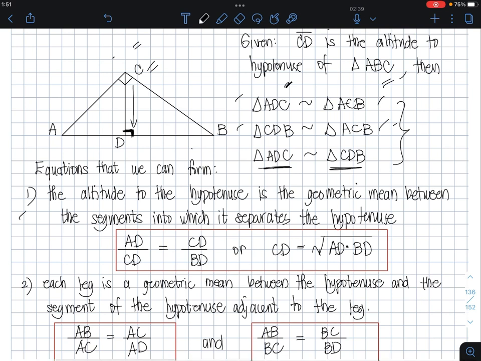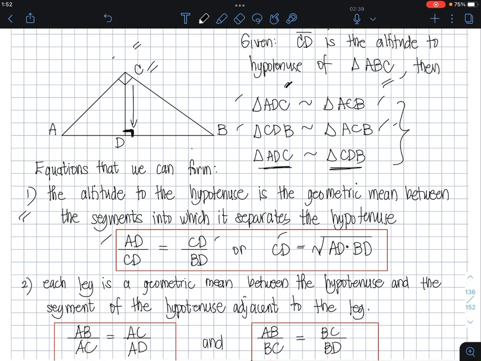So sabi, yung una, the altitude to the hypotenuse is the geometric mean between the segments into which it separates the hypotenuse. So in equation, pwede nating masabi na AD over CD is equal to CD over BD, or pag nire-arrange natin itong equation, pwede nating masabi na CD is equal to square root ng AD times BD.